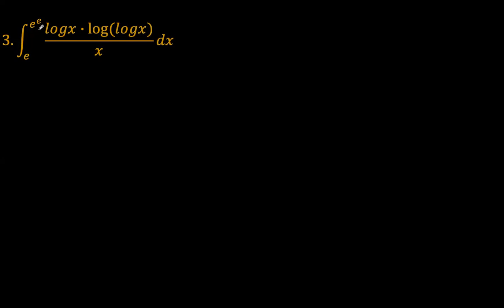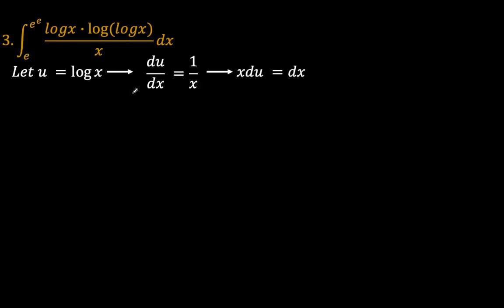Problem number 3, which is the integral from x equals e to e to the power e of log x times log x over x. How I would first begin by solving this is by letting u be equal to log x, such that du dx is 1 over x, and therefore x du is equal to dx, and we know x to be e to the power u, so e to the power u du is equal to dx.